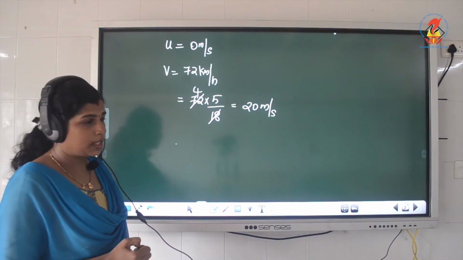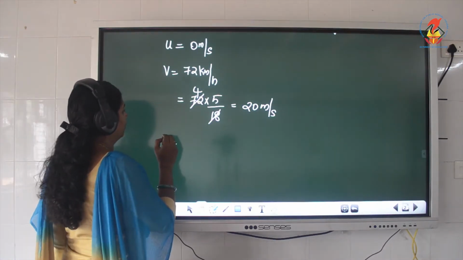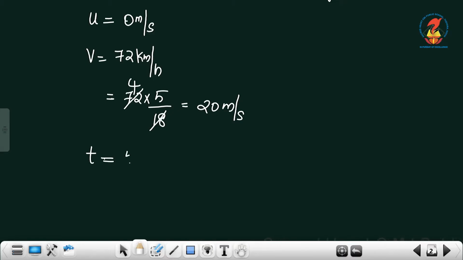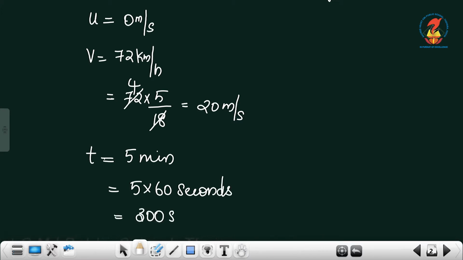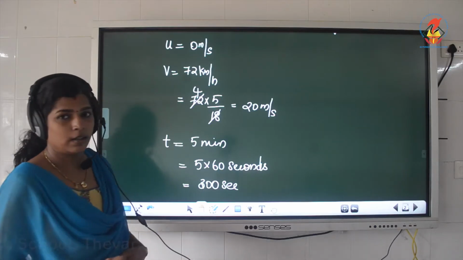Now, time. T is given as 5 minutes. That is equal to 5 into 60 seconds, that is equal to 300 seconds.